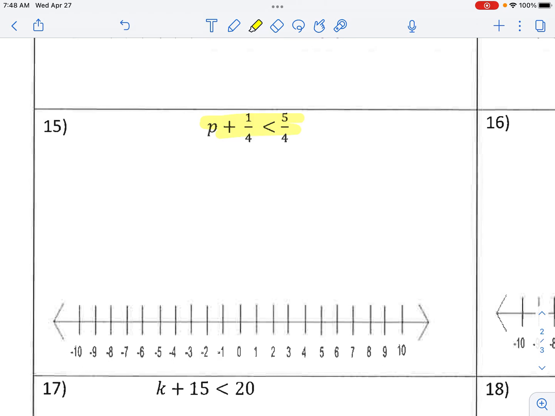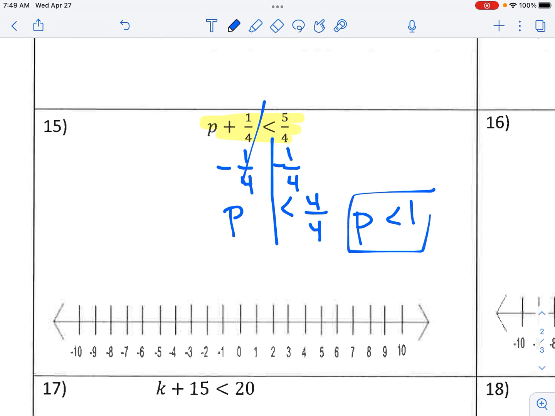Number 15. P plus 1/4 is less than 5/4. Draw your mirror. The opposite of plus 1/4 is minus 1/4. On the left side, 1/4 minus 1/4 is 0, so that cancels. 5/4 minus 1/4. So I'm looking at my numerators. 5 minus 1 is 4. So that is equal to 4/4, and I know that is equal to 1. So P is less than 1 would be my final answer for number 15.